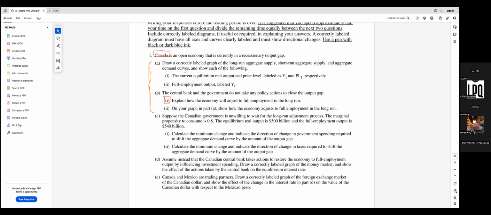Okay, let me show you how we can answer question A and question B. The country's name is Canada, and from the question you can get the information that Canada is now in a recession, below potential output. So the question tests the last graph we did in our lecture notes, the Great Recession graph. Number A is super easy. You just copy down the graph you did in the last box of your lecture notes.